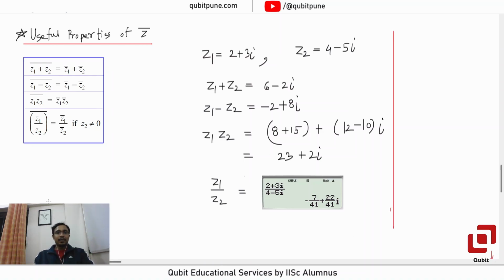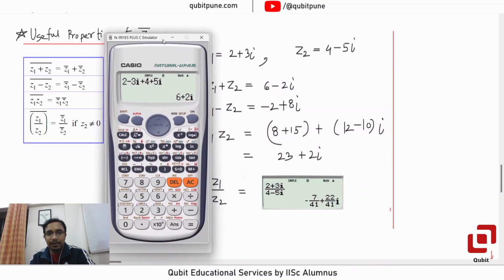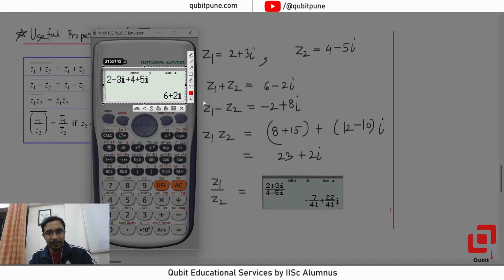Now let us add z1 bar and z2 bar. 2 minus 3i plus 4 plus 5i. That's 6 plus 2i, that is the complex conjugate of this. So we have verified the first property.